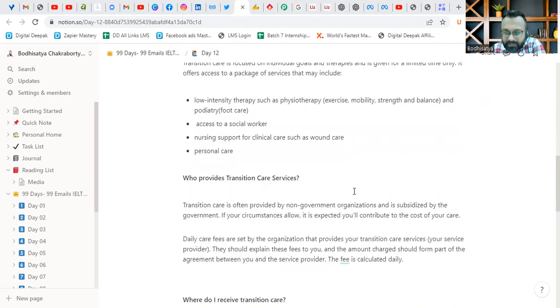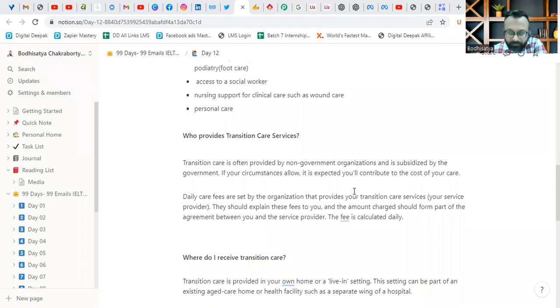Who provides transition care services? Transition care is often provided by non-government organizations and is subsidized by the government. If your circumstances allow, it is expected you will contribute to the cost of your care. Daily care fees are set by the organization that provides you transition care services, your service provider. They should explain these fees to you, and the amount charged should form part of the agreement between you and the service provider. The fee is calculated daily.